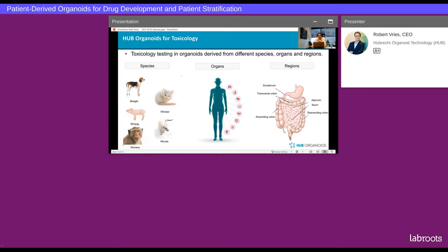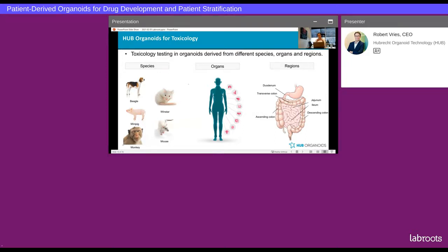Another important point is that the first organoid was actually developed from a mouse, before we went on to develop the human system. In toxicology, of course, a lot of animal species are still being used. What we've seen in our experiments is that organoids from these animals, for instance mini pig-derived or dog-derived organoids, show the same phenotypes as we see in the animals themselves, similar to the clinical representation of human organoids, of course.